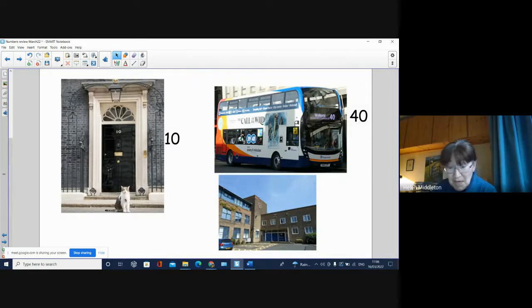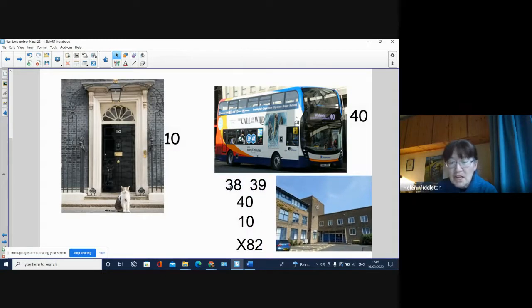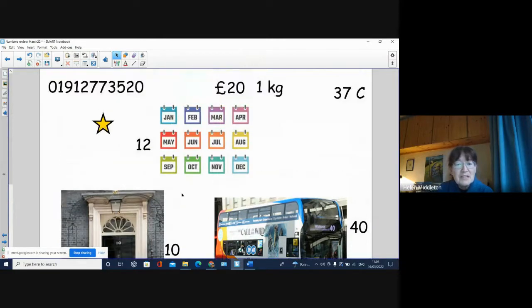Remember, outside Westgate College, there are lots of buses, so always check the number of the bus. Near Westgate College, you can get a 38 bus, a 39 bus, number 40, number 10, and X82. There might be some other buses. I don't know all of them. So there we are. There are our pictures, and now we know where you see these numbers.